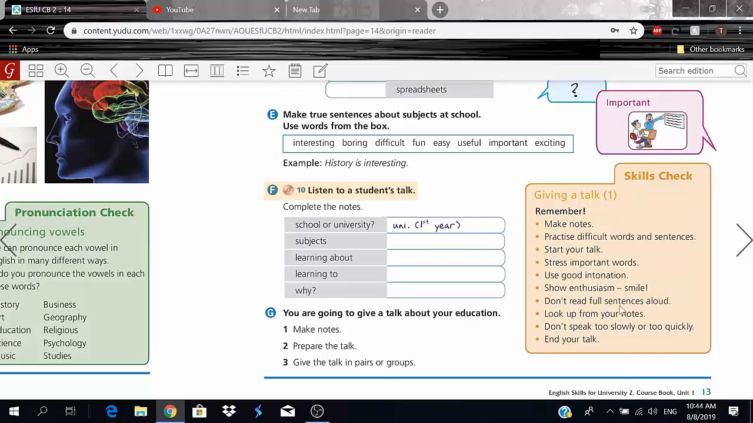But don't ever read full sentences aloud. Look up from your notes, we just said that, okay? Taking a glance. Don't speak too slowly or too quickly. This is where people can mess up. It's kind of a big deal.